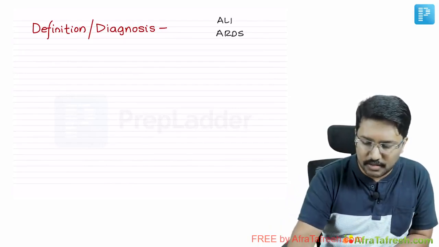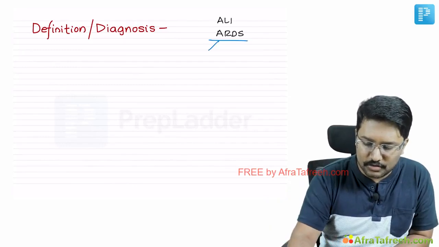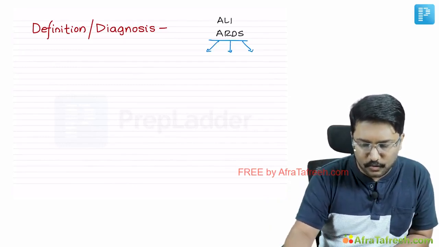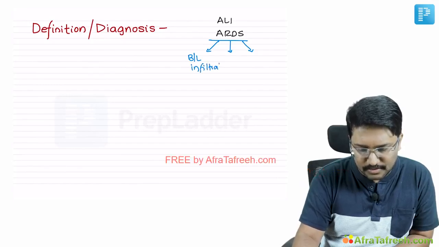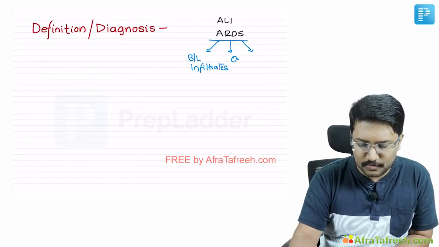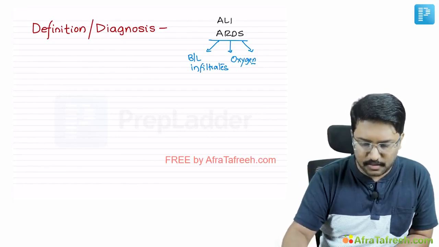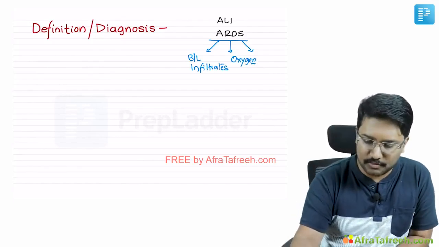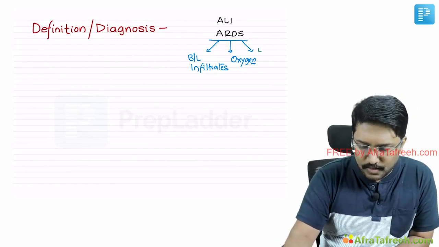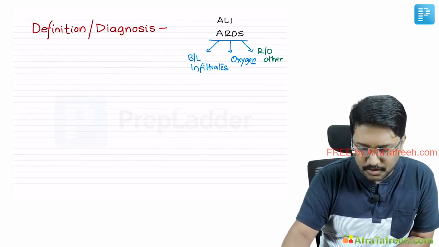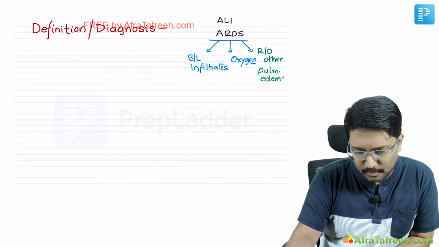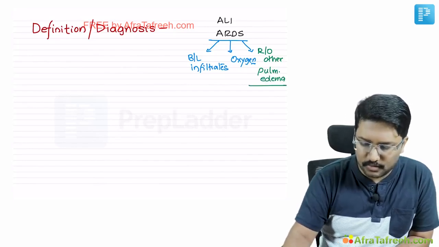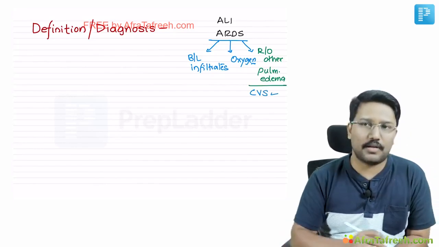Now, the previous diagnostic criteria for ARDS primarily focused on three things. One is the presence of bilateral chest infiltrates. That's why patients are presenting with respiratory distress. Second, they spoke about oxygenation, the hypoxia parameters. And the third thing was ruling out other causes for bilateral chest infiltrates, particularly pulmonary edema. The most important focus was ruling out the CVS causes for pulmonary edema, right?